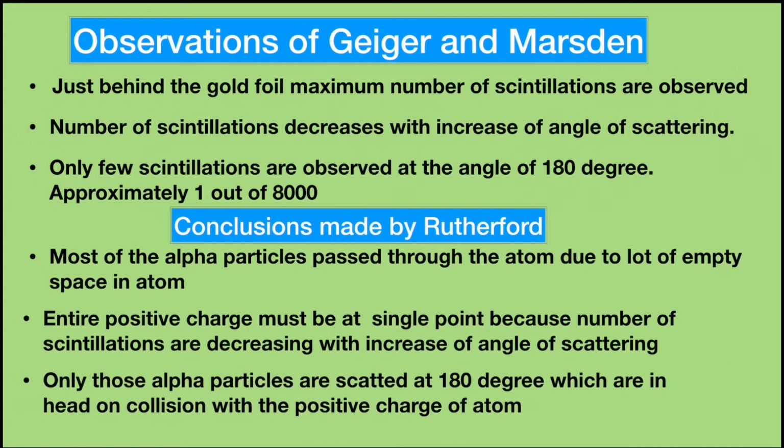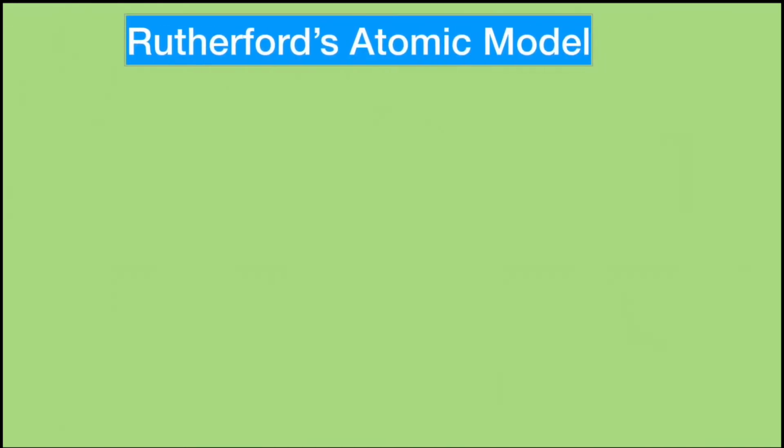So in this section we discussed about the observations made by Geiger and Marsden, and on the basis of those observations, conclusions made by Rutherford. On the basis of these conclusions, he put forward his atomic model. So we will discuss this model in detail.